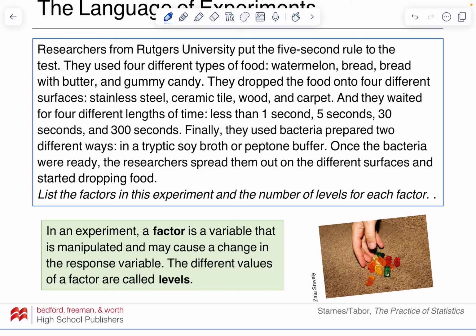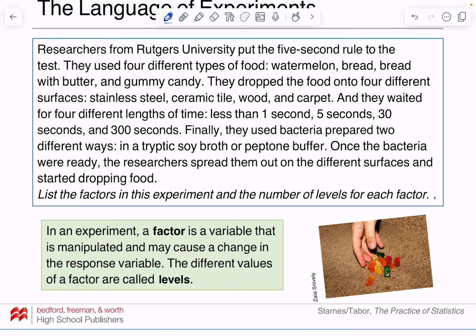Finally, they used a bacteria prepared 2 different ways in a tryptic soy broth or peptone buffer. Once the bacteria were ready, researchers spread them out on different surfaces and started dropping food. All right, so factors are the things we're changing. How many ways we change them are called the levels.